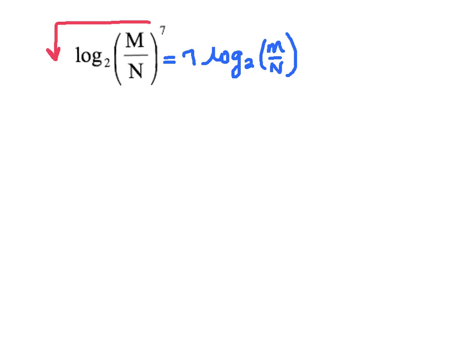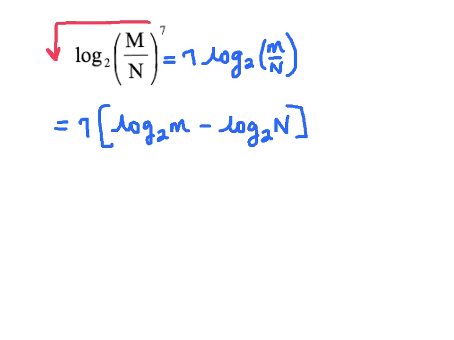I have a quotient inside of my logarithm. I'm going to be using the property that says a logarithm of a quotient can be expressed as a difference of logarithms. I again am going to make sure that my 7, that's out in front, is going to be multiplied over the entire quantity. So I'm going to open up a bracket, and then I'm going to turn log base 2 of m divided by n into log base 2 of m minus log base 2 of n.